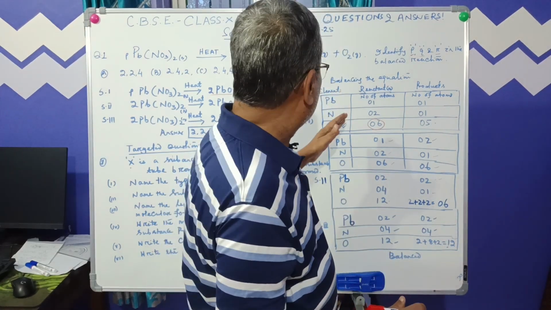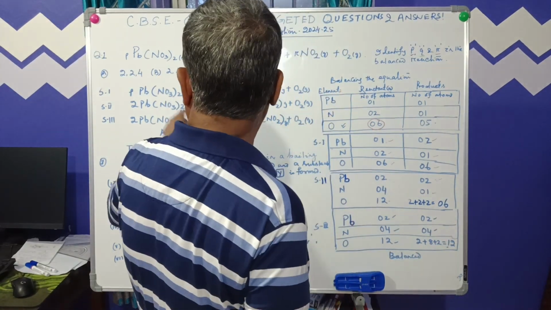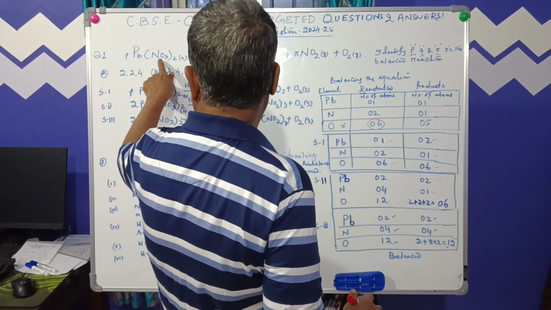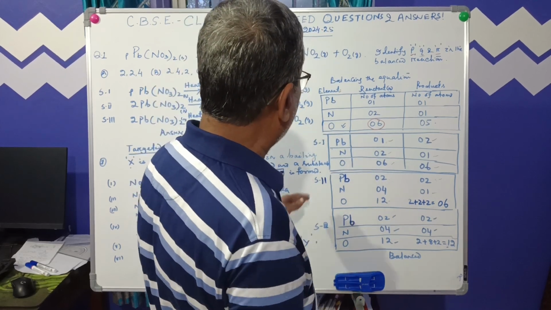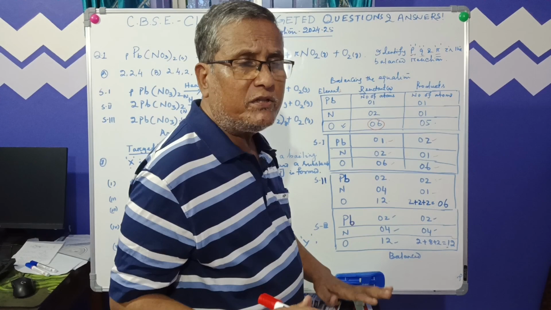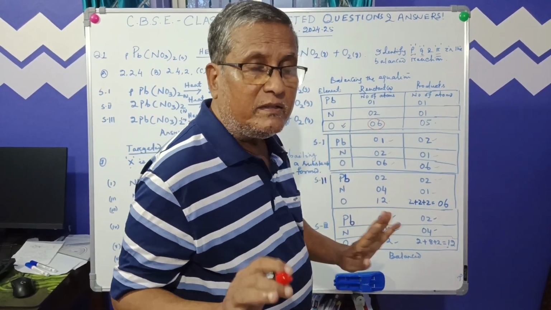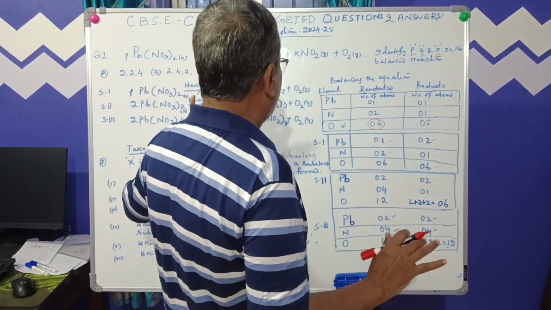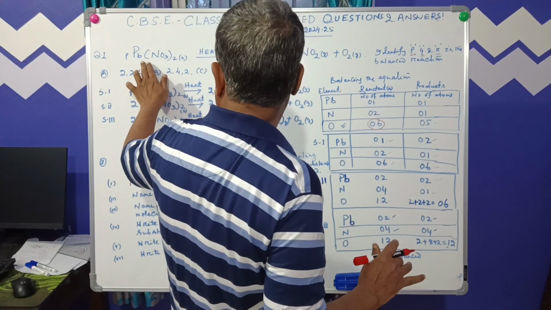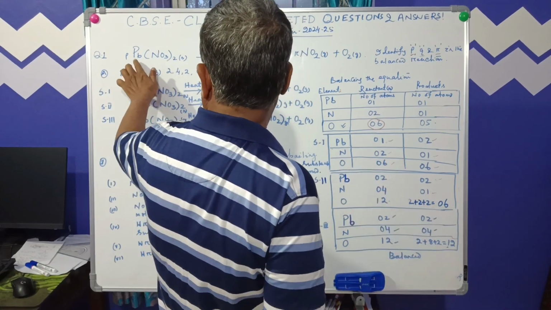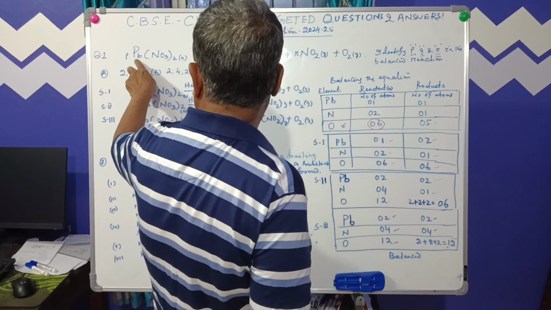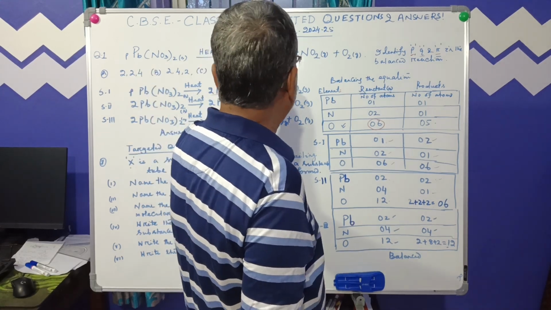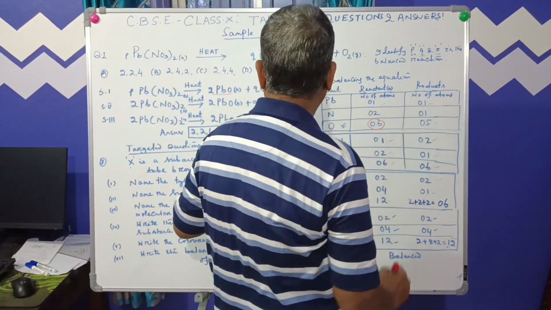So in this question, what are the elements? That is lead, Pb, nitrogen, N, and oxygen, O. These are the elements and these are the symbols, and symbols represent the elements. Now you see the number of atoms. Let's count. Pb, lead: reactant side is 1, and the product side also 1. That is correct, 1 and 1.